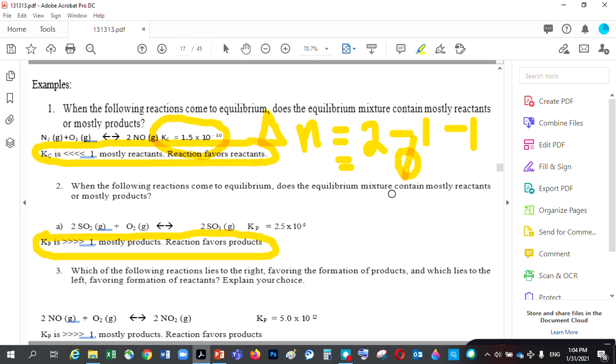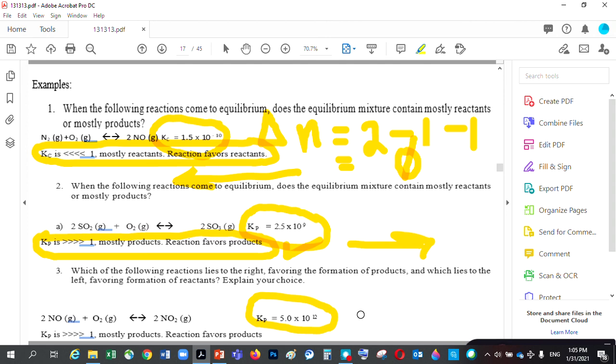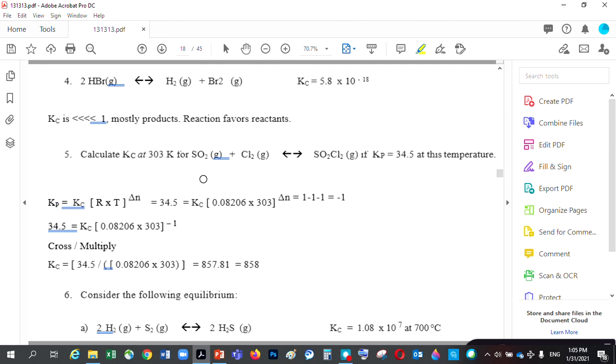It's not favorable. But greater than 1 here, it favors the products, correct? And less than 1, it favors the reactants, correct? So you can see here is a very, very large number, so it favors the product. And here, for example, this is very, very large, greater than 1, so it favors the product. Let's go further and look at this. Kc is very, very small, 10 to the power minus 10. So it favors what? The reactants.